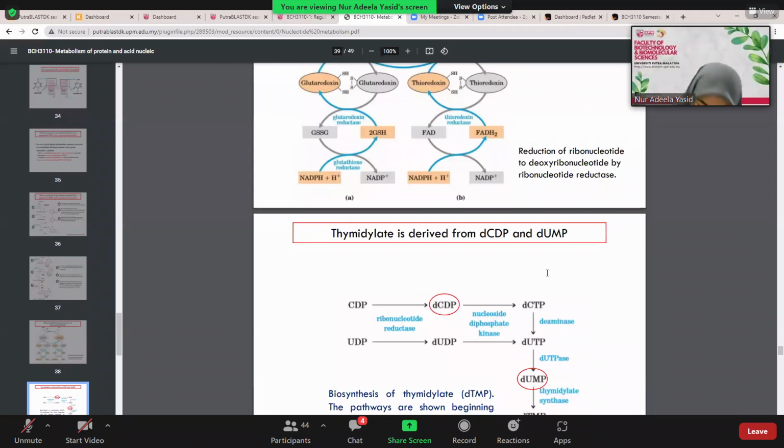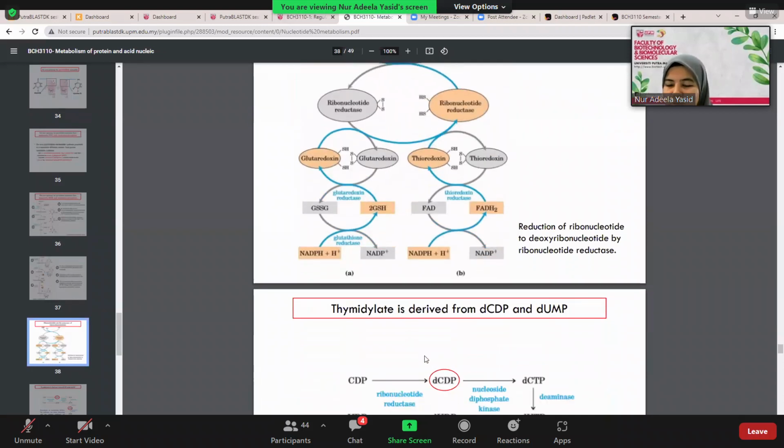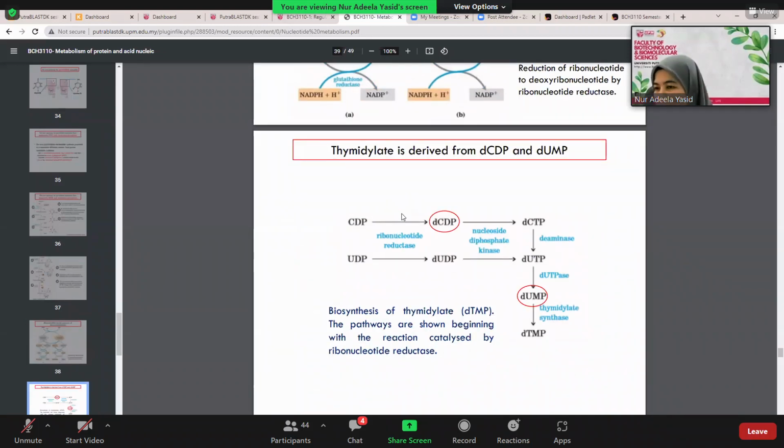Can you get the point? Nampak tak? Keyword here, it has this deoxy. It is in the form of deoxyribonucleotide. That's why this slide comes first before the biosynthesis of thymidylate, because it needs to undergo this reaction. Dia dalam deoxyribonucleotide.